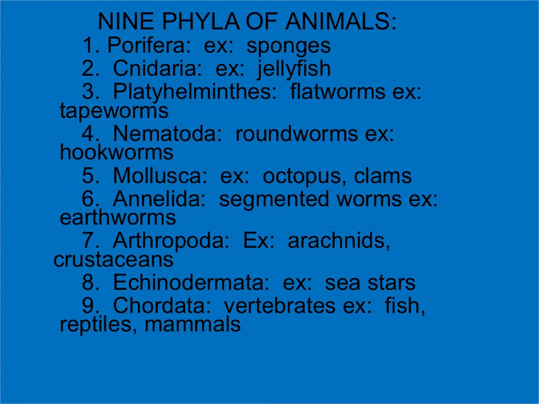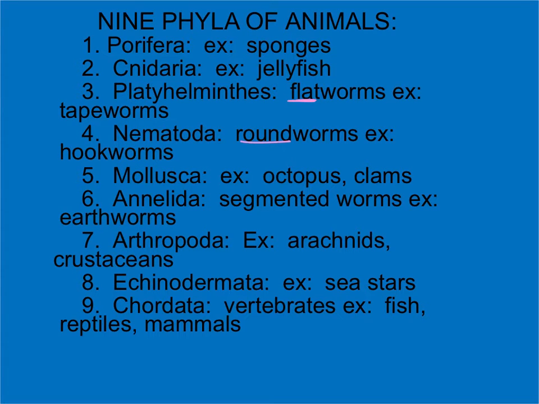So you have 9 phyla of animals. Remember, your kingdom is Animalia, and your phyla is one of these things. Porifera are sponges, things with pores. Cnidaria are things that sting, like jellyfish and sea anemones and hydra. Platyhelminths are your flatworms, like a tapeworm. That's probably the main one that y'all would know.